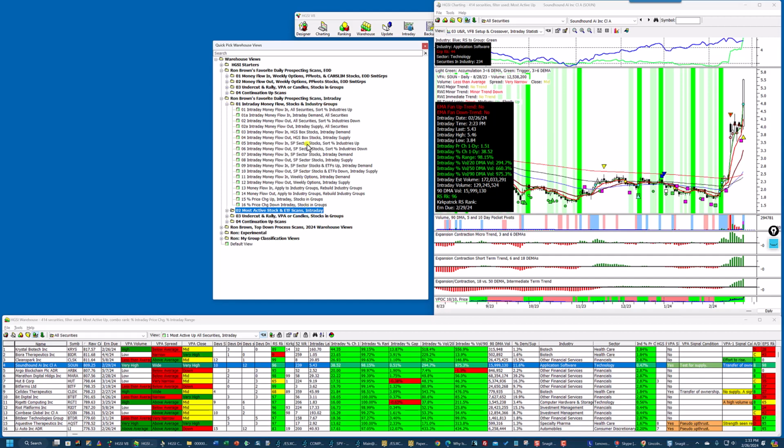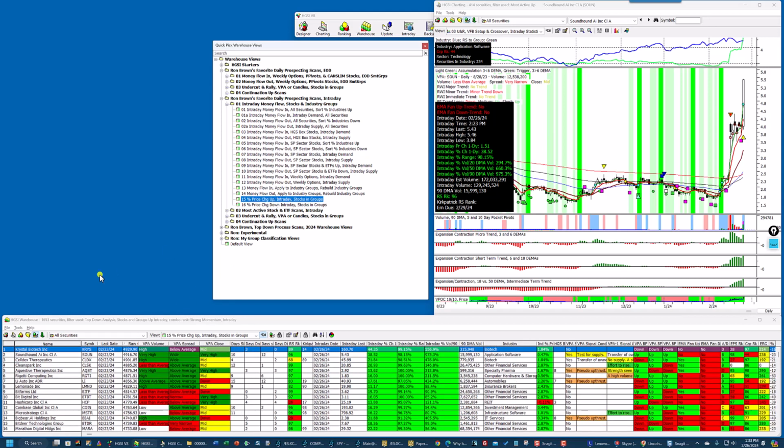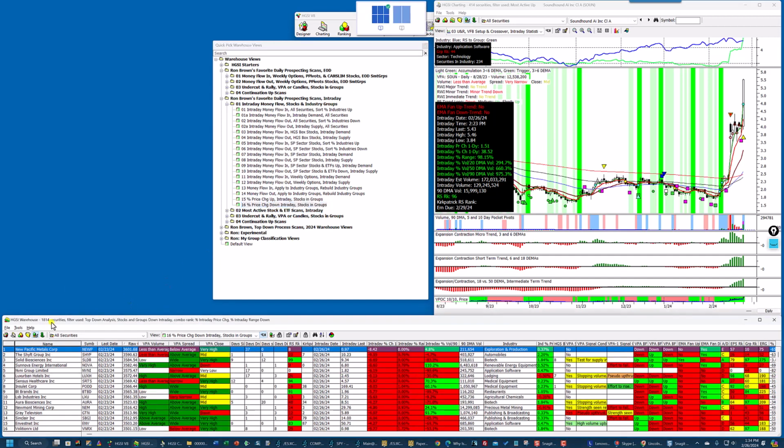And one thing more on the money flow, I put a couple more in here. If you're in all securities, you can get a quick read on the percentage of stocks that are up, 1653, to stocks that are down, 1814. So the internals are running a little bit negative today.